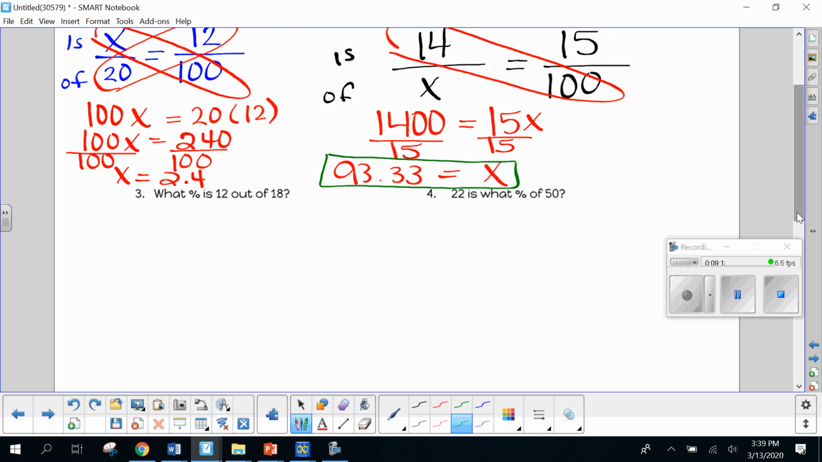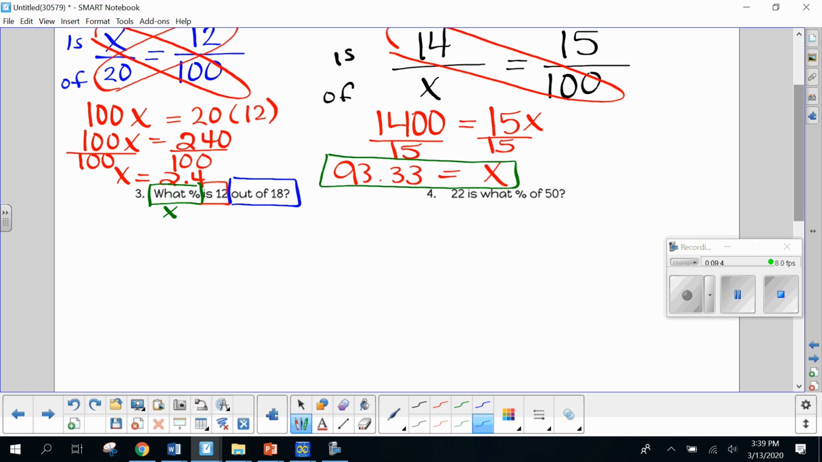Let's look at this one. So we have the word what again, and this time we have what percentage. So I'm going to put a box around this piece right here. What percentage is going to be my x? Is 12 of, or out of 18 is going to be the other piece.